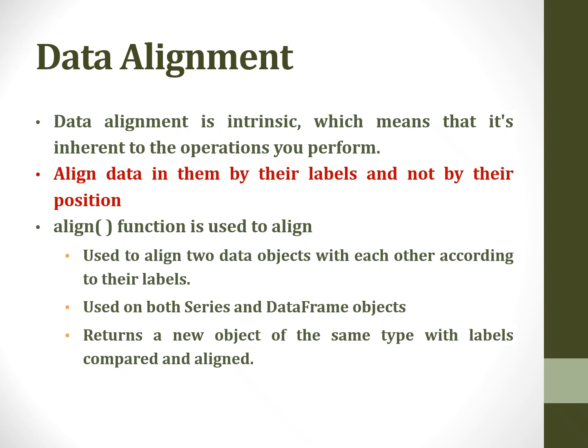Next one is data alignment. Data alignment is intrinsic, which means it's inherent to the operations you perform. It aligns data by the labels and not by their position. We are always supposed to align the data by the labels. This particular function is used to align two data objects with each other according to their labels. It can be used for both series and data frame, and it returns new objects with the labels compared and aligned.